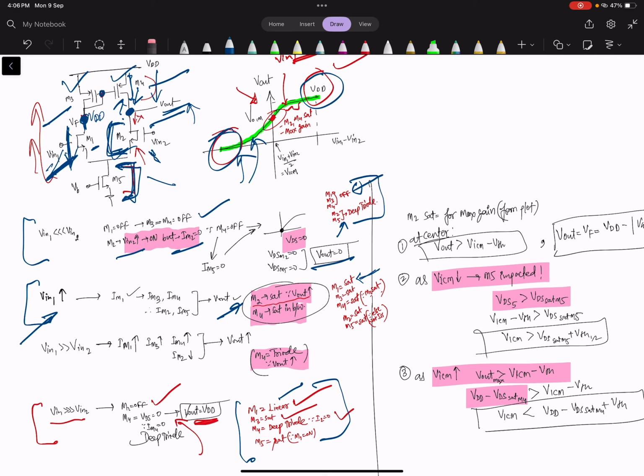M4 is going from deep triode to saturation when you are increasing the voltage Vin from very low to high. Similarly, M2 is going into saturation. M5 is going from deep triode to saturation. Why? Because this voltage is increasing, so somewhere in between it will reach saturation. And that is the reason.